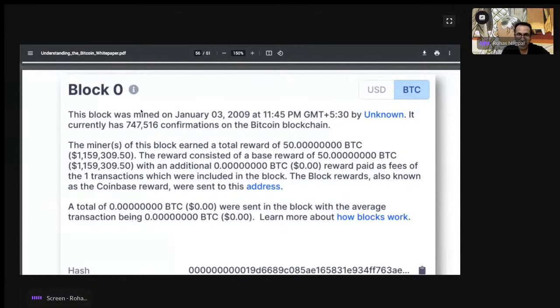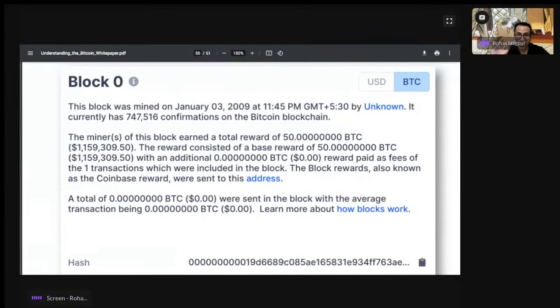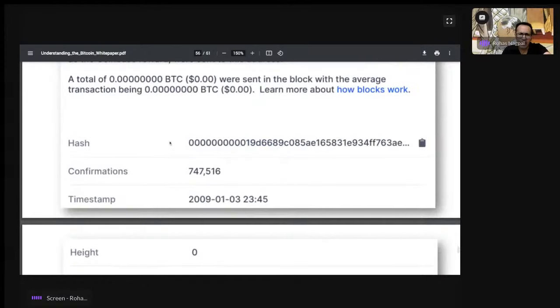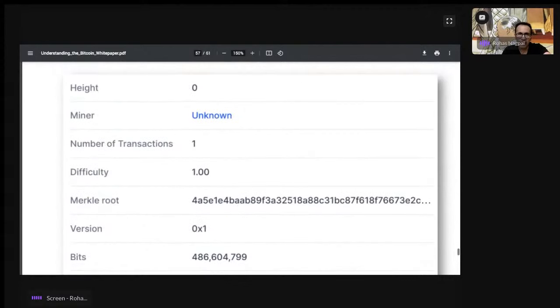Right? This is block 0, the first Genesis block. So as we can see, there was no transaction fee. There was only a 50 Bitcoin reward, which went to the founder or the creator, who is known as unknown. Nobody knows who it is. And there we can again see the hash of that block, confirmations after it, same data.